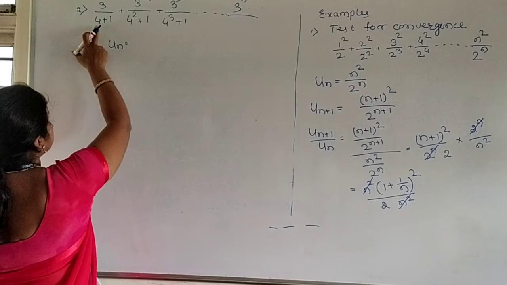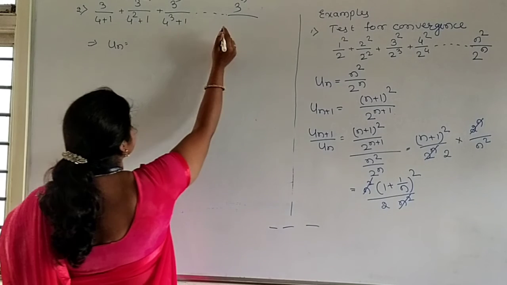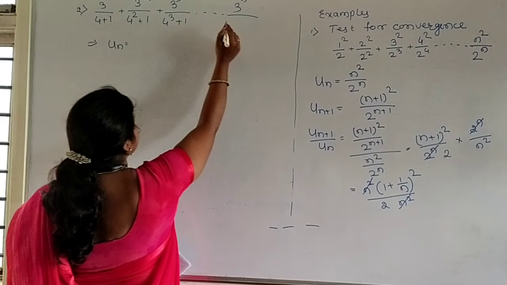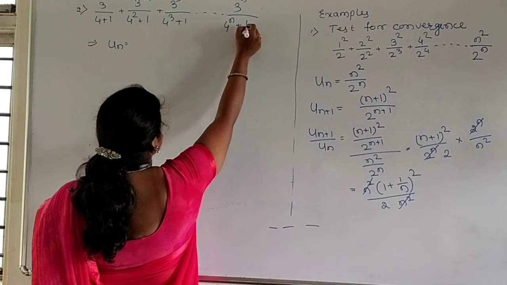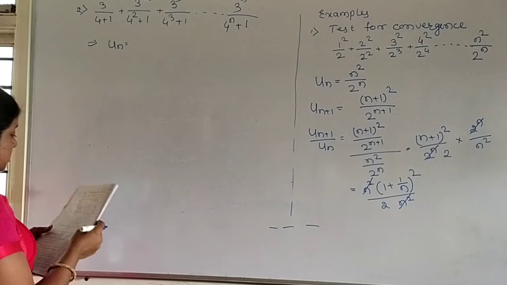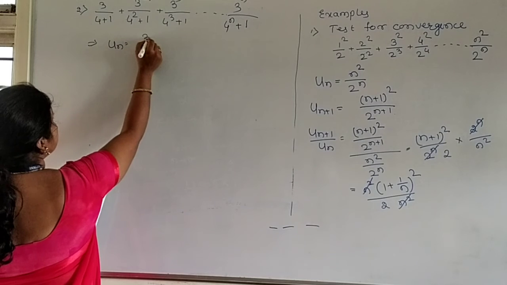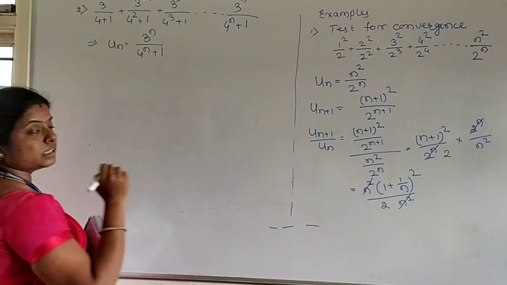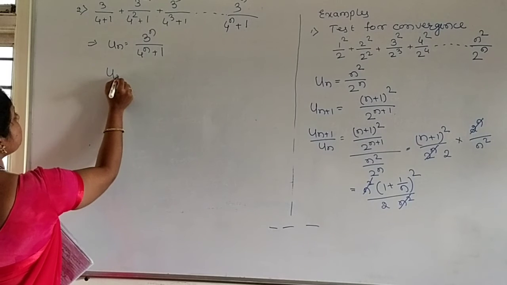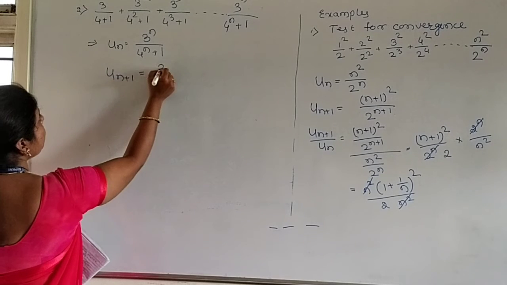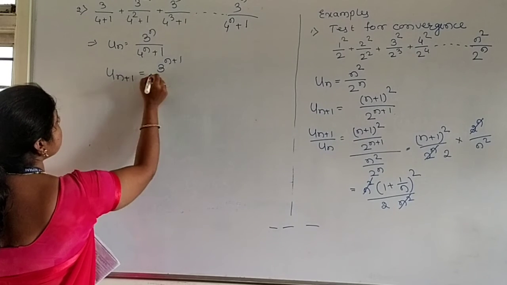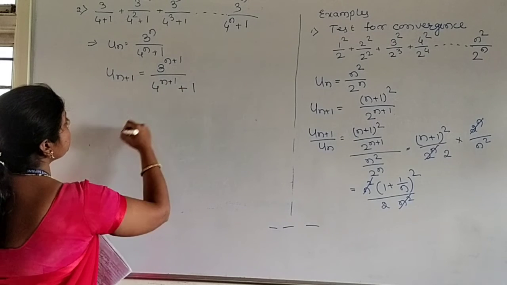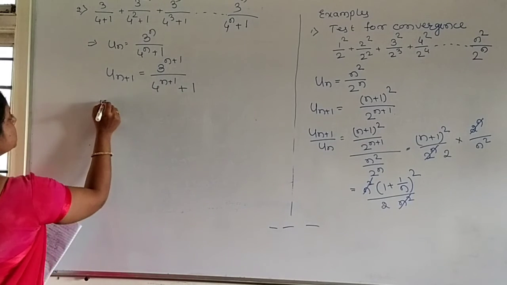In the denominator, 4, 4, 4 is there, that 4 is a constant. Again the power increments, that is n, and plus 1 is a constant. This term will become un, that is the nth term of that series. After getting the nth term, replace n with n plus 1: 3 to the power n plus 1 divided by 4 raised to n plus 1 plus 1. Now divide these two.